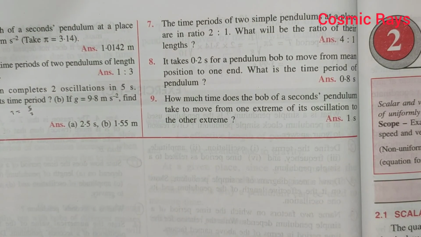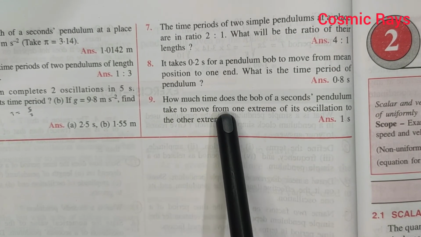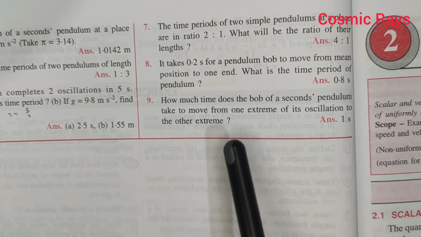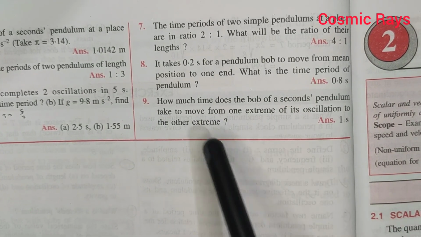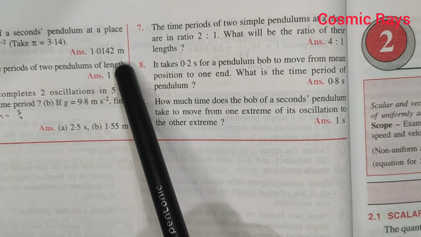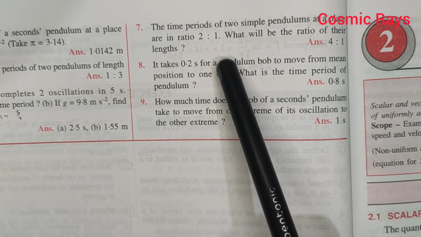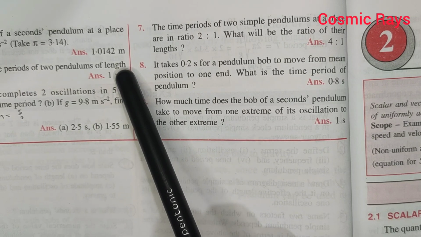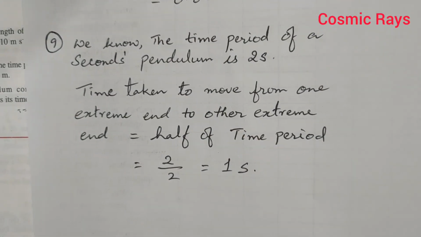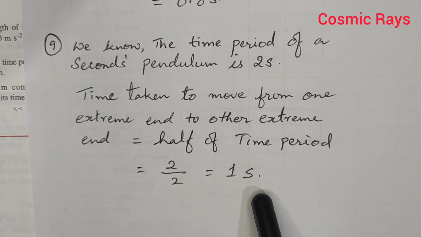And the last question for this exercise says, how much time does the bob of a second's pendulum take to move from one extreme end of its oscillation to the other extreme? Now the time period is 2 seconds. In 2 seconds it will go from one mean position to the other and come back to the first mean position. So for moving from one extreme end to the other extreme end, it will be half the time period. Half the time period is nothing but 2 divided by 2, that is equal to 1 second.